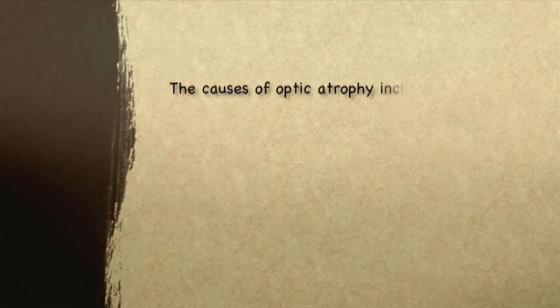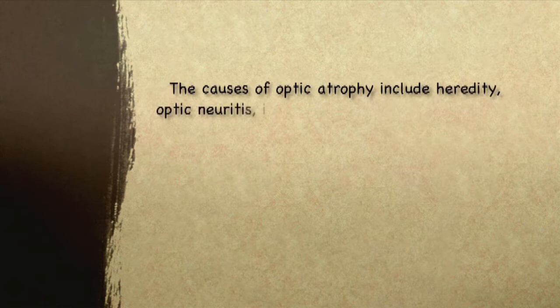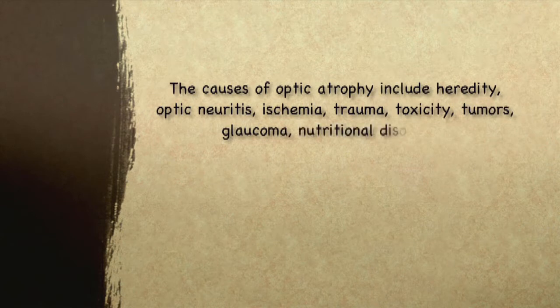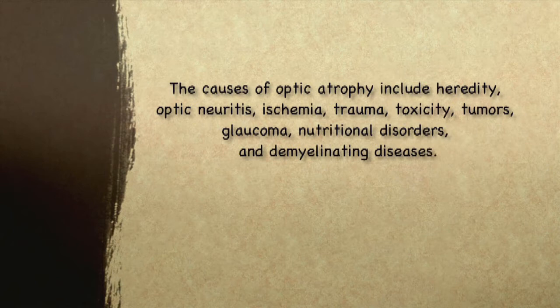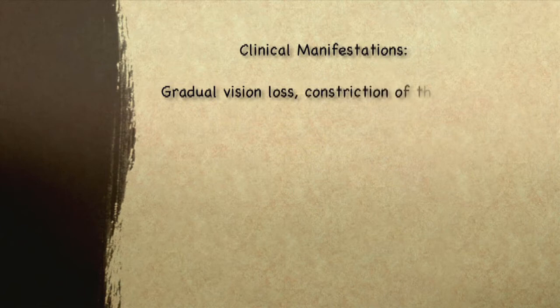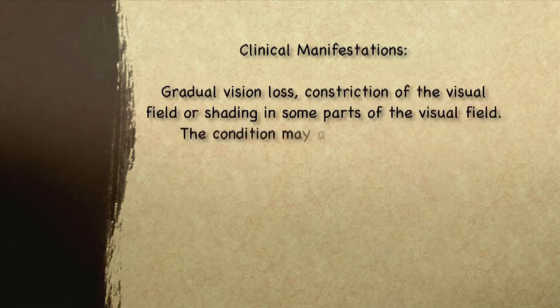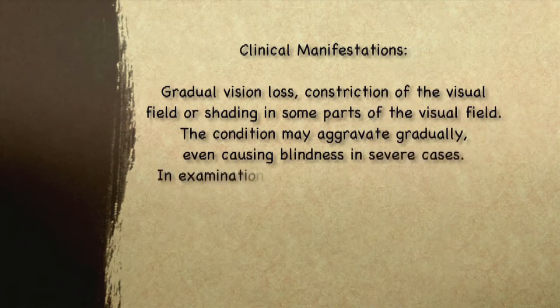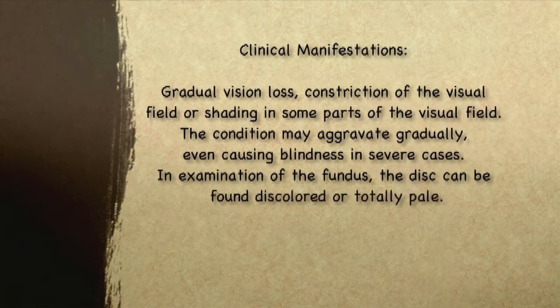The causes of optic atrophy include heredity, optic neuritis, ischemia, trauma, toxicity, tumors, glaucoma, nutritional disorders, and demyelinating diseases. Clinical manifestations: gradual vision loss, constriction of the visual field or shading in some parts of the visual field. The condition may aggravate gradually, even causing blindness in severe cases. In examination of the fundus, the disc can be found discolored or totally pale.